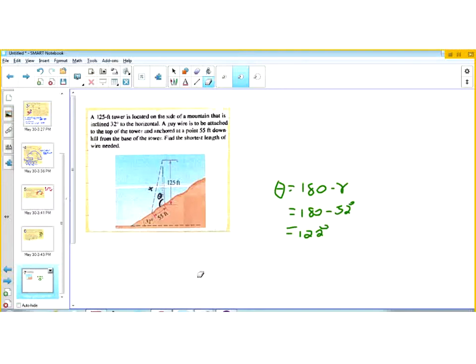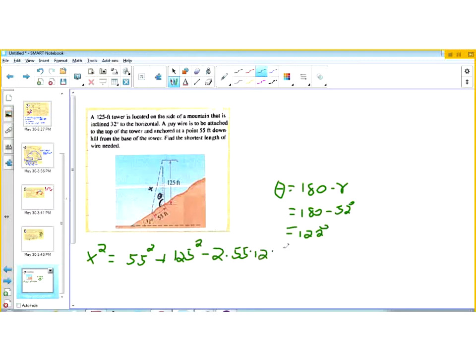Okay, so now it's just a matter of invoking the law of cosines. So we have x squared, the length of the guy wire, is equal to 55 squared plus 125 squared minus 2 times 55 times 125 times the cosine of 122. And so when you solve for x, take the positive value, and x is equal to 161 feet. Make sure your calculators are in degree mode.